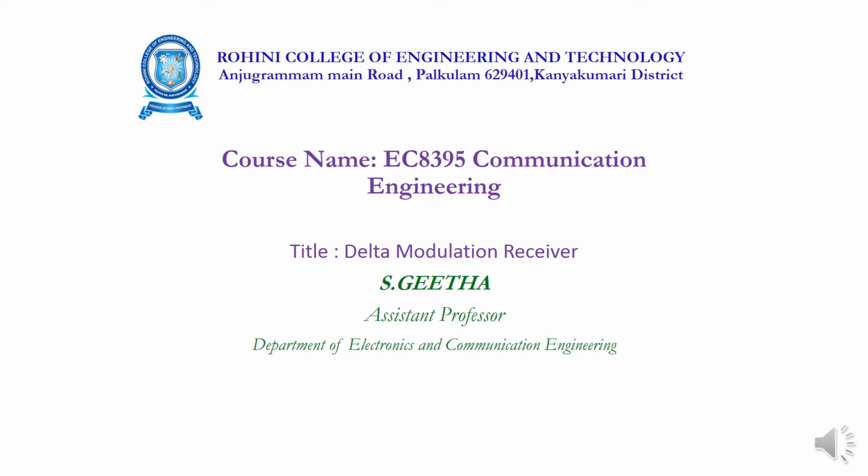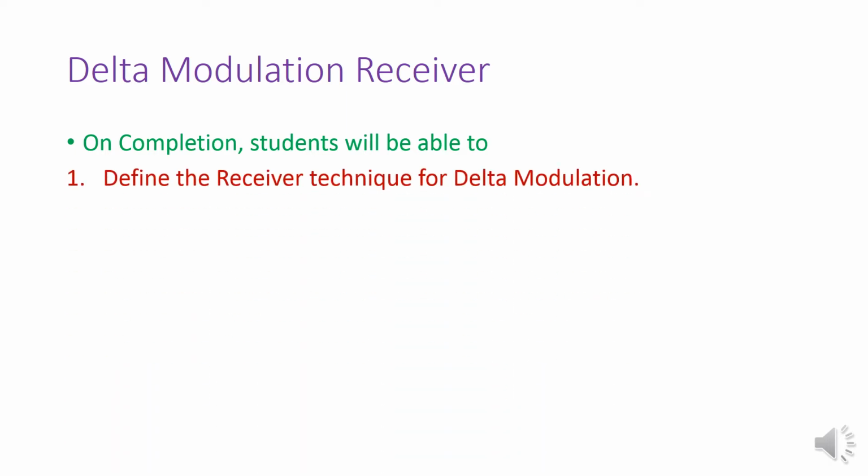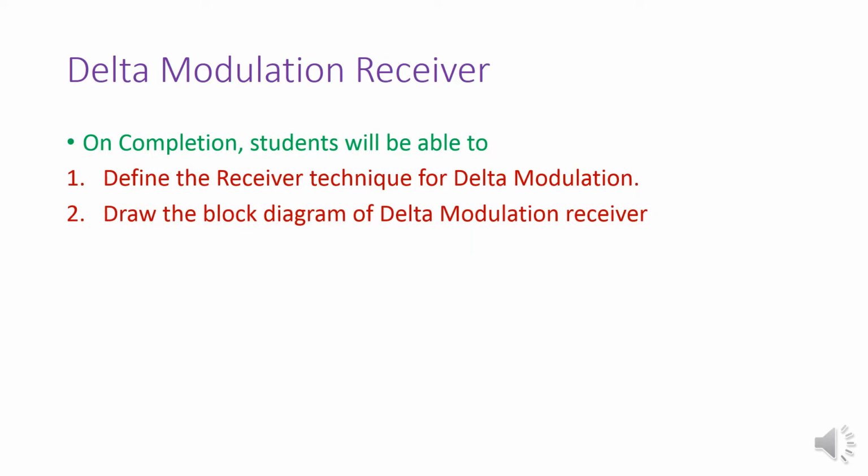I am going to handle the subject on Communication Engineering. Now I am going to discuss the topic Delta Modulation Receiver. On completion of Delta Modulation Receiver, the students will be able to define the receiver technique for Delta Modulation and draw the block diagram of the Delta Modulation Receiver.